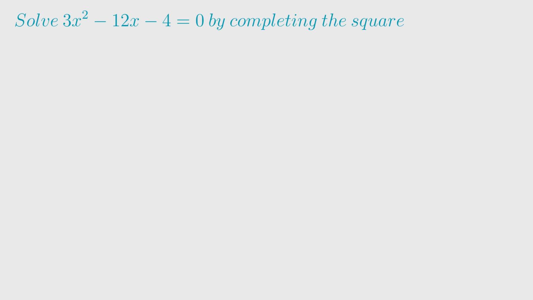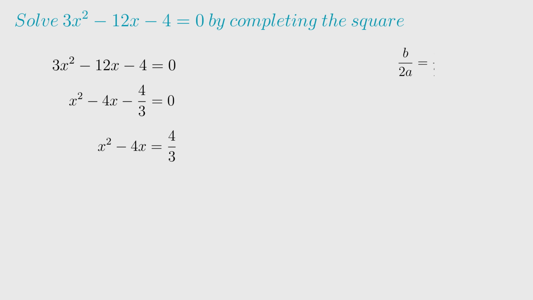Moving on to the second example, solve 3x squared minus 12x minus 4 equals 0 by completing the square. This example will be a bit different because the x squared has a coefficient other than 1. Its coefficient is 3. In the first step, divide the entire equation by 3 so that you have only one x squared. Move the negative 4 over 3 to the right hand side by adding 4 over 3 to both sides. Then calculate the value of b over 2a, which is negative 2, to complete the square.